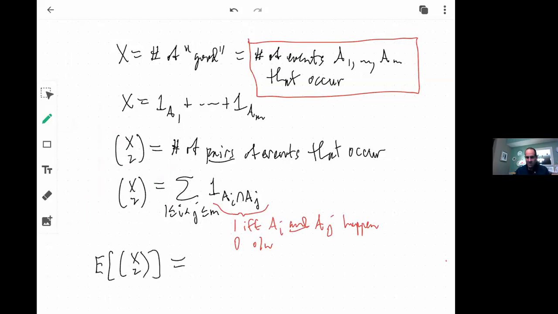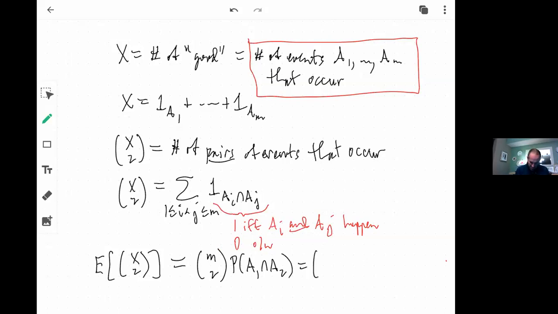The expected value of x choose 2, which is the expected number of pairs of events that are going to happen. In this case, the events happen to be that I choose the good ball. That's going to be the expected value of that sum, but we've already played that game. That's just going to be m choose 2 times the probability of A1 and A2. Probability of A1 and A2 means the first good ball and the second good ball were chosen.